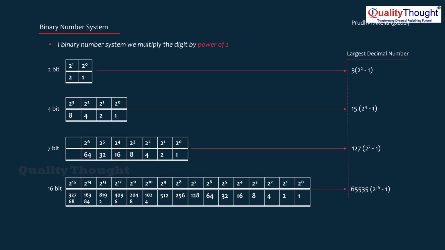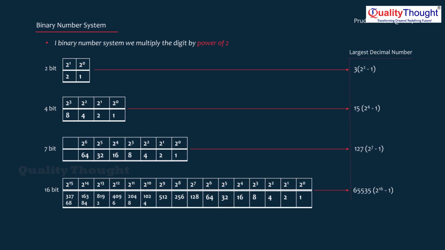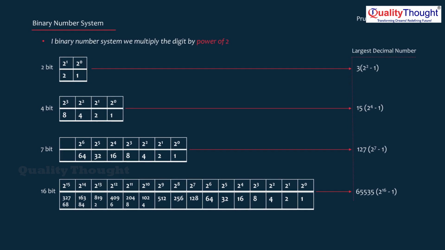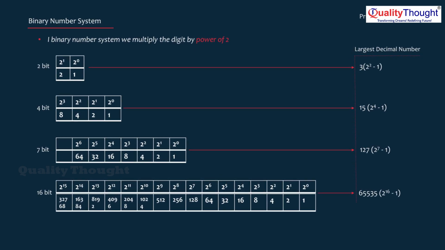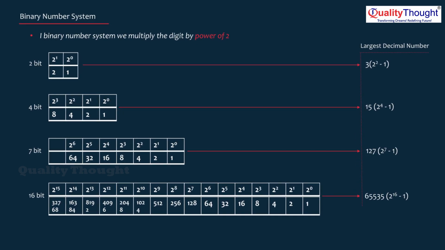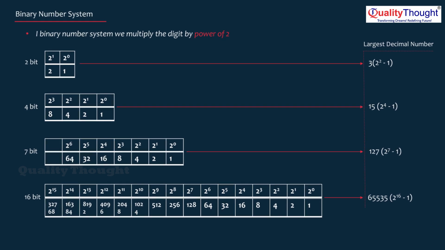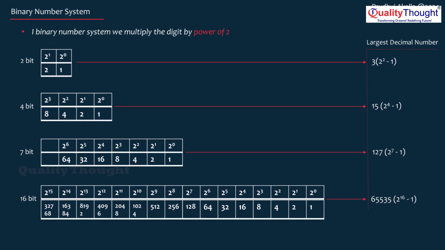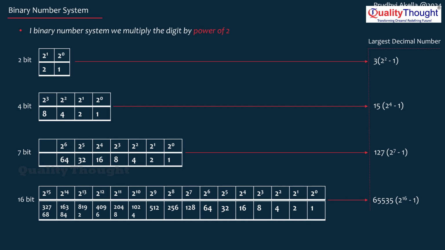Now, if you look at it, the binary number system is full of bits. So if you try to represent any decimal number in the binary number system, say 2-bit, 4-bit, 6-bit, 7-bit, and 16-bit, the largest decimal number that you can represent with 2 bits would be 3, which is 2 to the power of 2 minus 1. And the largest number that you can represent with 4 bits is 15. And the largest number that you can represent with 7 bits is 127.